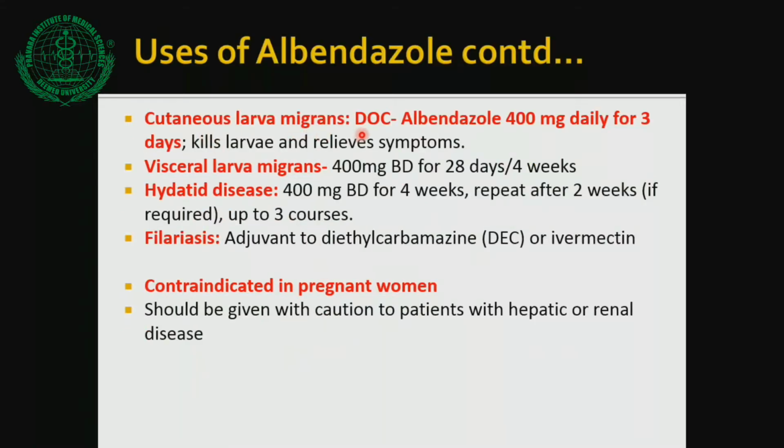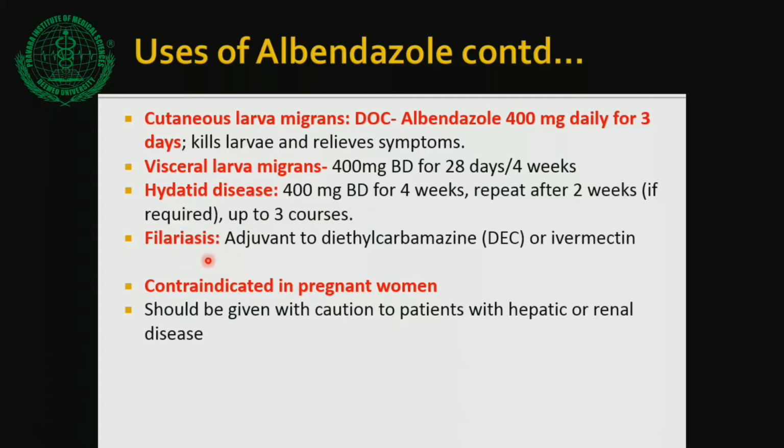Again, in cutaneous larva migrans, the drug of choice is albendazole. So in neurocysticercosis it is the drug of choice, and in cutaneous larva migrans it is the drug of choice. Here it is 400 milligram daily for 3 days. In visceral larva migrans, again albendazole is the drug of choice. Hydatid disease, again it is the drug of choice, but here the requirement is for 4 weeks as in neurocysticercosis, 400 milligram BD. So for visceral larva migrans, hydatid disease and neurocysticercosis, because they are severe infections, we have to give albendazole for 28 days or 4 weeks in a dose of 400 milligram BD.